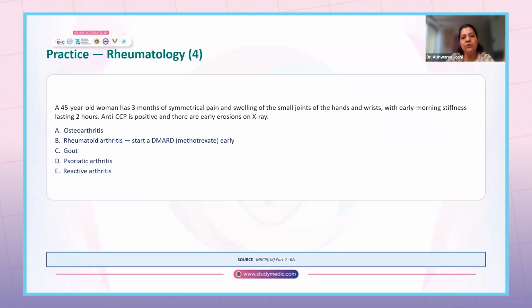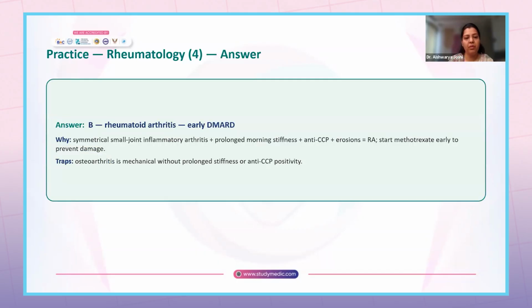A 45-year-old woman has 3 months of symmetrical pain and swelling of small joints of hand and wrist with early morning stiffness lasting for 2 hours. Anti-CCP is positive and there are early erosions on X-ray. The diagnosis is clearly rheumatoid arthritis. It is a disease of middle age.